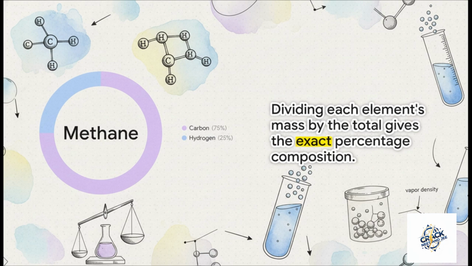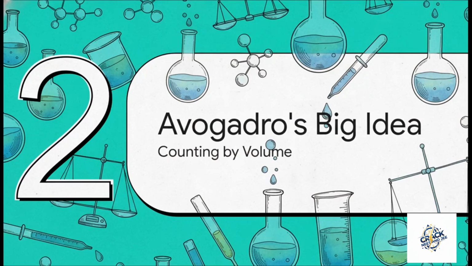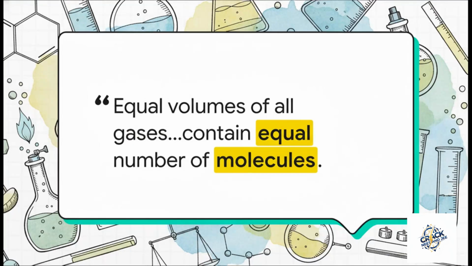Pretty cool, huh? Okay, tool number 2, Avogadro's big idea. This is all about how to count molecules by measuring volume. So we figured out the what in the recipe, but now for the how many. Molecules are so tiny, they're basically invisible. How in the world do you count them? Well, a brilliant Italian scientist named Amedeo Avogadro had a flash of genius. And this is his big idea.